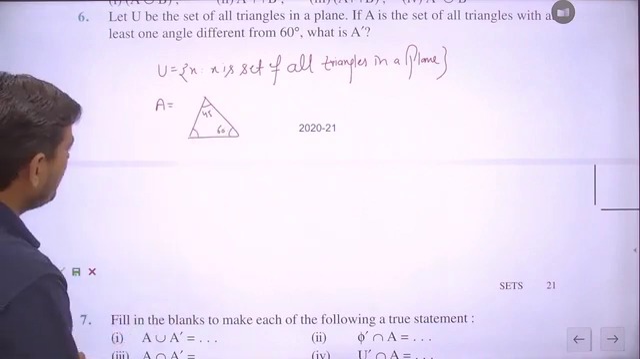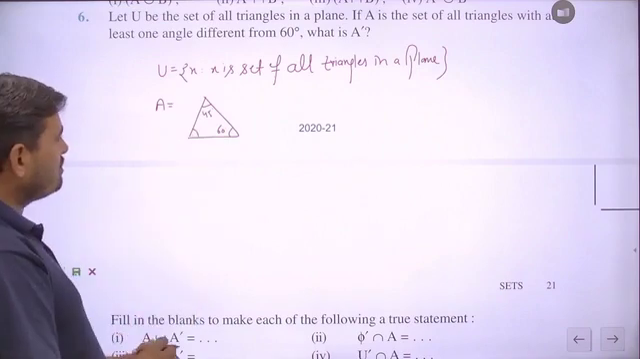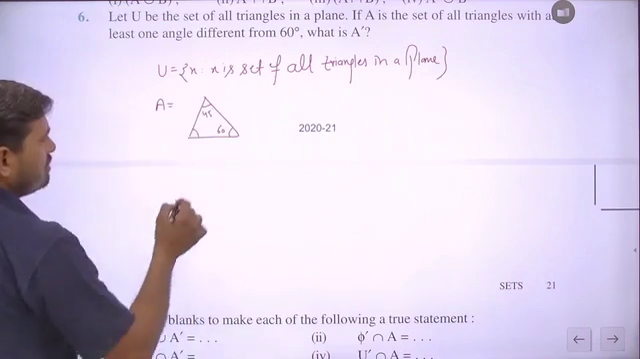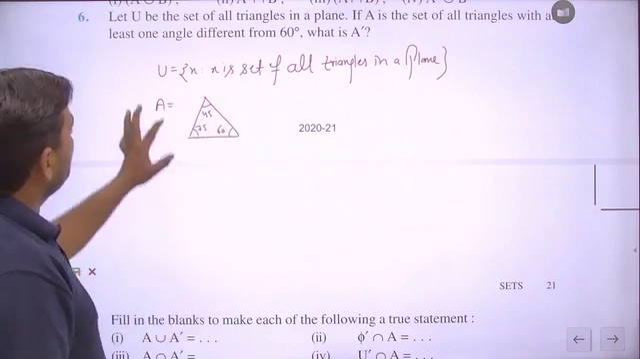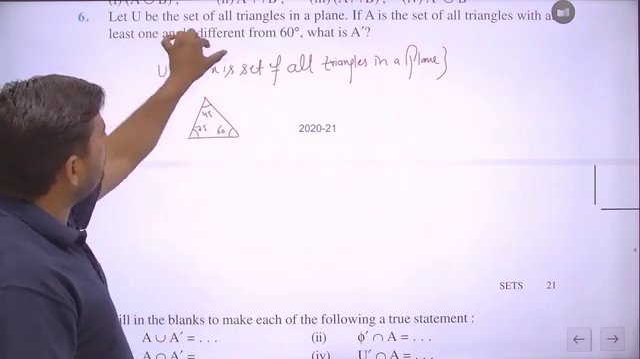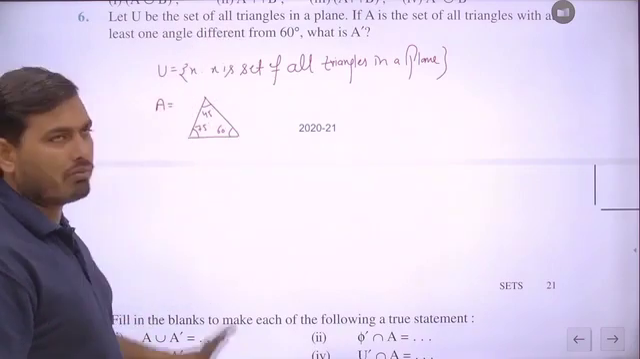Is it to be clear? So you can just see the sum of all angles will be 180. So this is 105, which means you can take this as 75 degrees. In this case you can take at least one angle different from 60 degrees. So there are two angles that are different from 60 degrees.